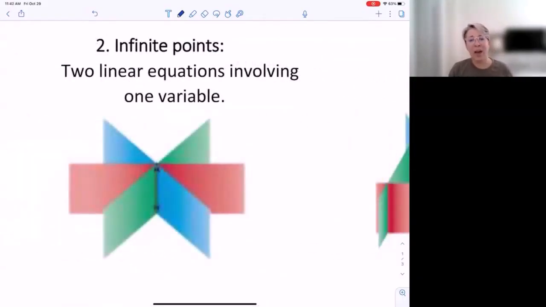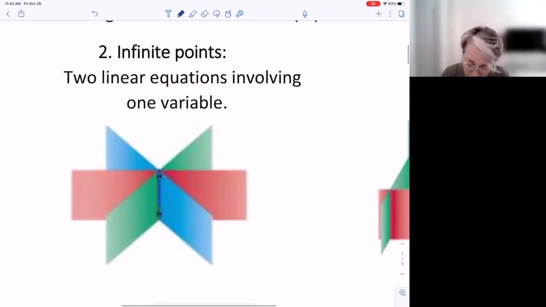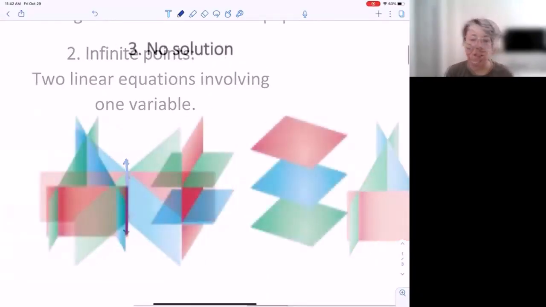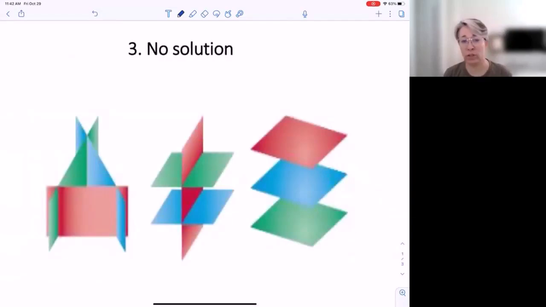It's also possible to have infinite points, but unlike two linear equations, when we've got planes, those infinite points come along in a line like this, okay? So we're going to write one of the variables as just the variable, but the other two variables in terms of that one variable. I know that seems like a lot, but we'll do an example so you can see it in a minute. Third possibility is no solution.